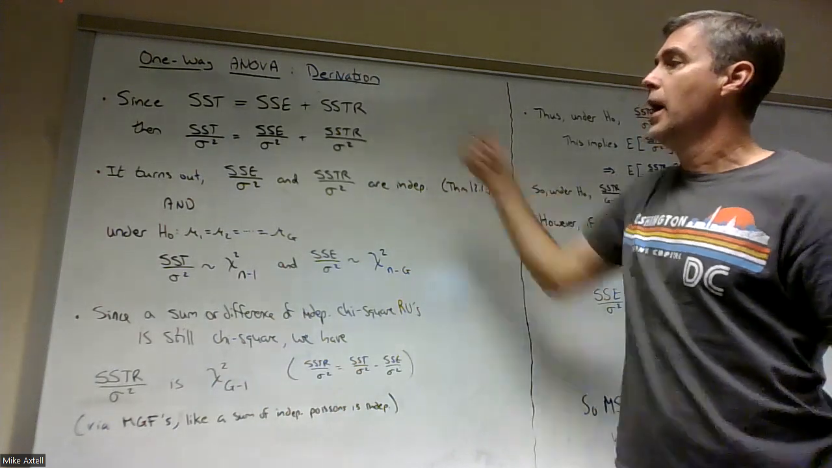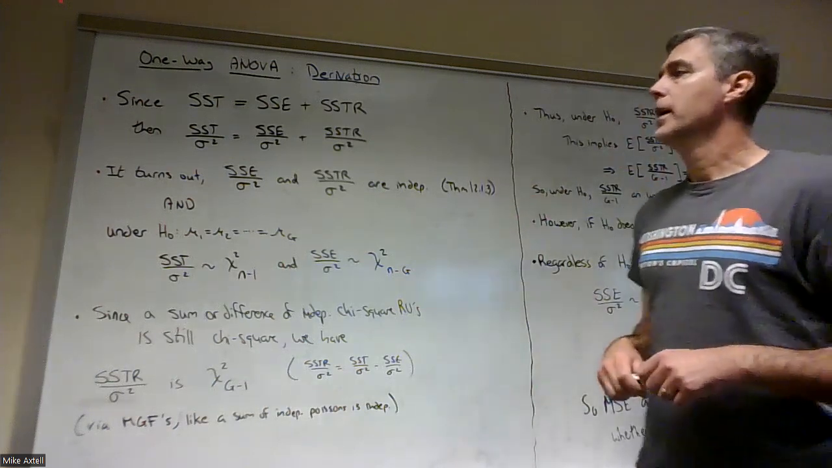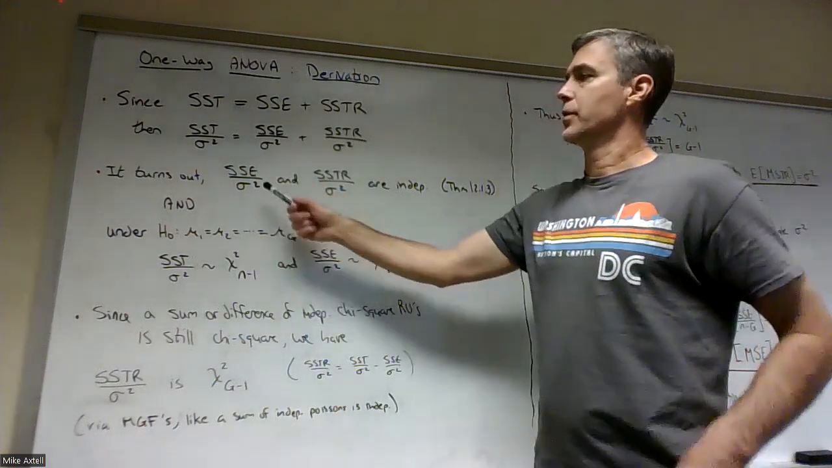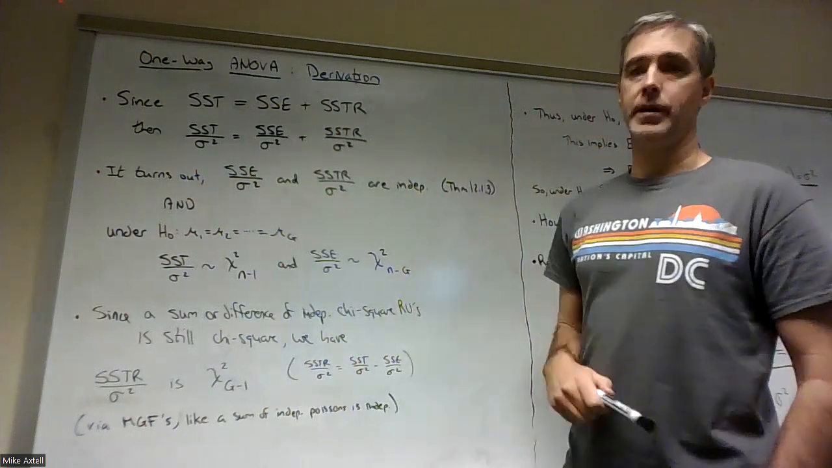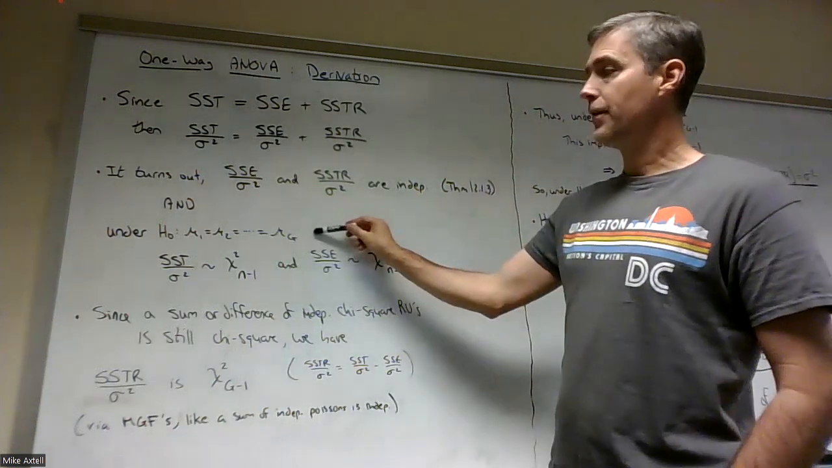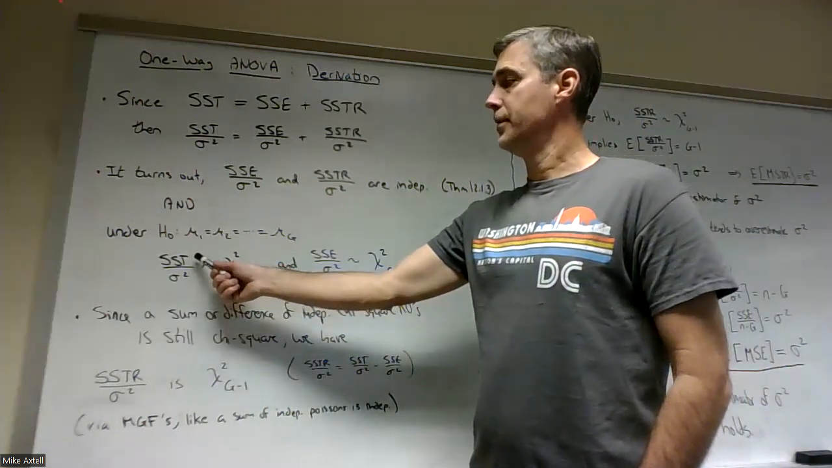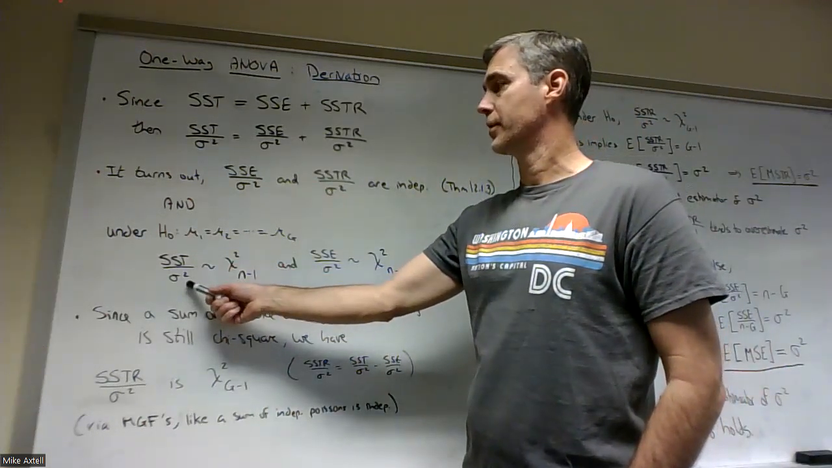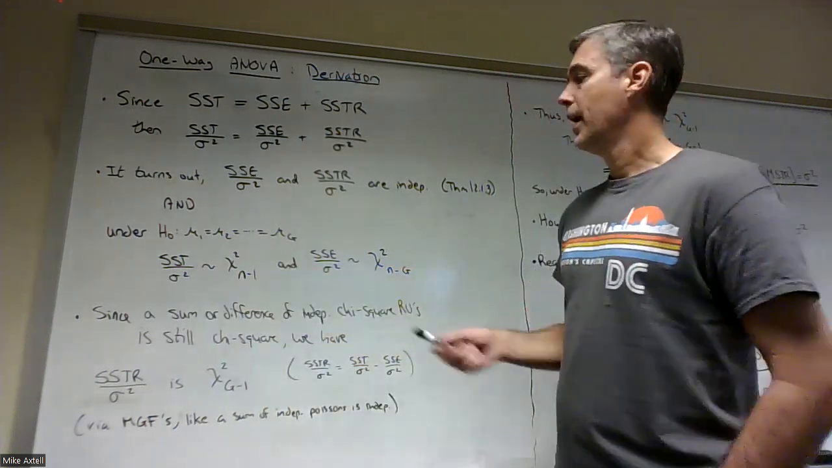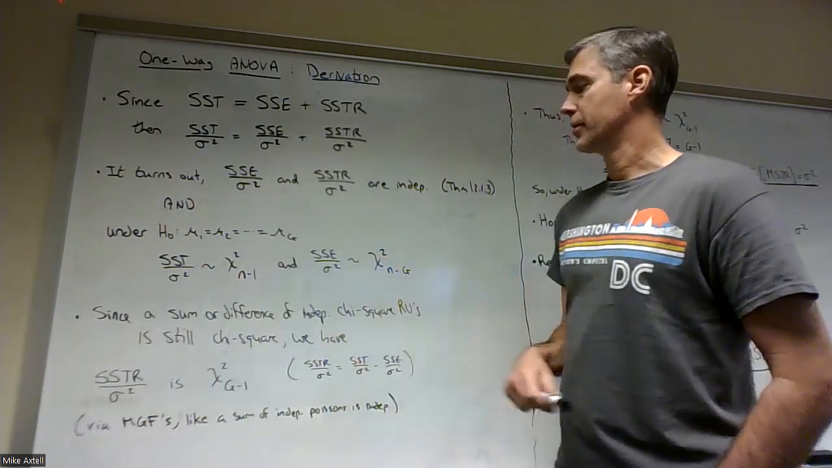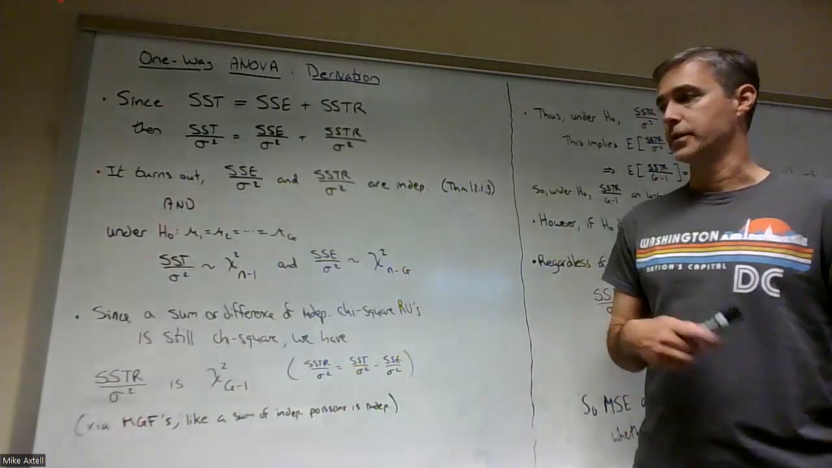sigma squared. And what theorem 12.1.3 in the textbook takes quite a while to prove is that the error sum of squares over sigma squared and the treatment sum of squares over sigma squared are both independent. And if the null hypothesis happens to be true, then the total sum of squares over sigma squared is chi-squared distributed with n-1 degrees of freedom. And the error sum of squares divided by sigma squared is also chi-squared distributed with n-G degrees of freedom.